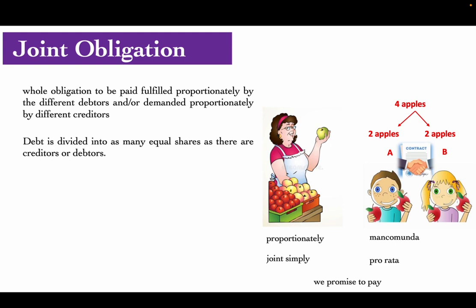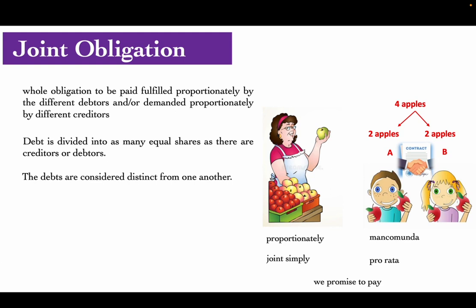In a joint obligation, the debt is divided into as many equal shares as there are creditors or debtors. So for example, in our apple, two people borrowed apples, A and B. How many apples? Four apples. Therefore, the four apples must be proportionately divided between A and B. Since there are 4 apples divided by 2, two apples for A, two apples for B.